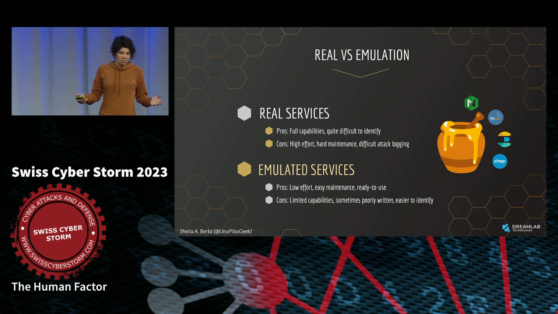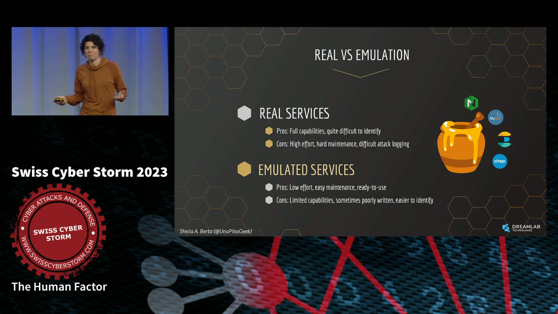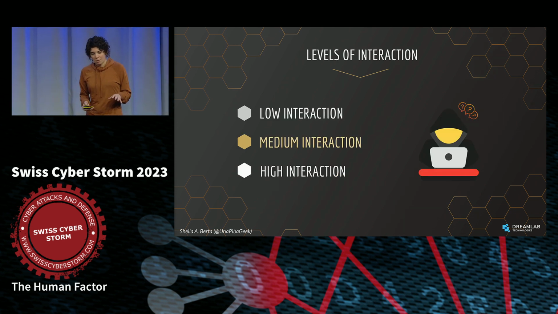So the emulated services are the most popular ones. Cowrie, Dionaea, Conpot, there are many open source frameworks of honeypots, and they are the most commonly implemented worldwide at the time of deploying a honeynet. A little bit more of information.